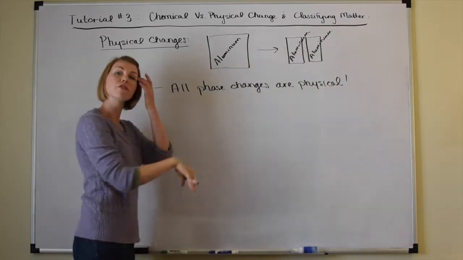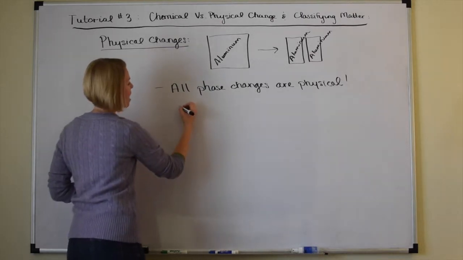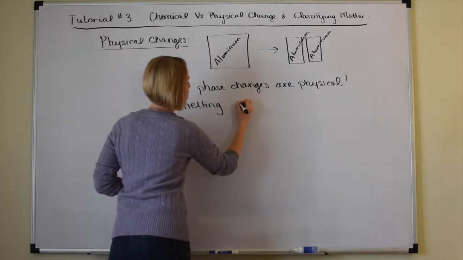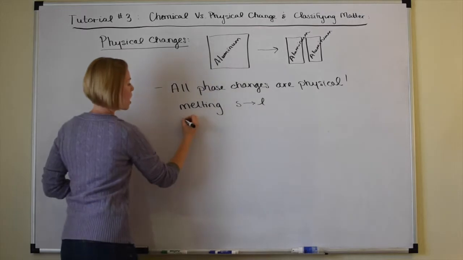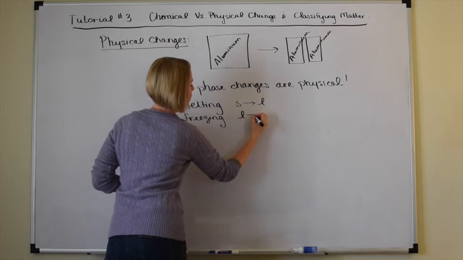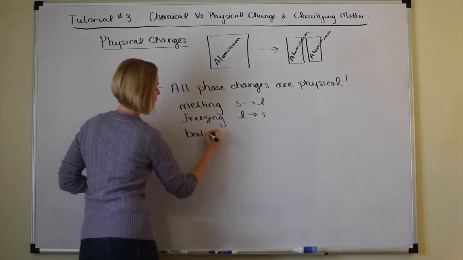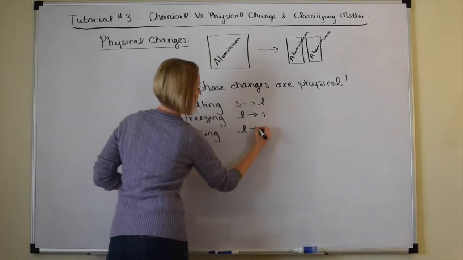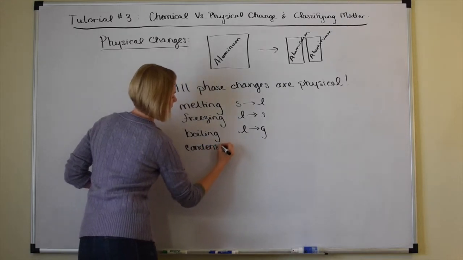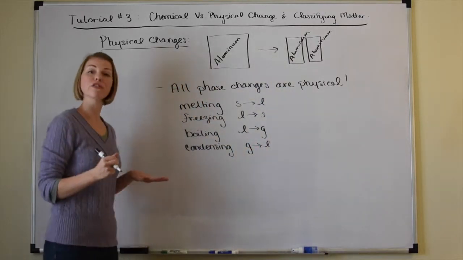Let's write down a few of the more common phase changes that you'll probably run into in your introductory chemistry class. Melting, which is going from the solid to the liquid state. Freezing, going from the liquid to the solid state. Boiling, going from the liquid to the gaseous state. Condensing, going from the gaseous to the liquid state. These are all just physical changes.